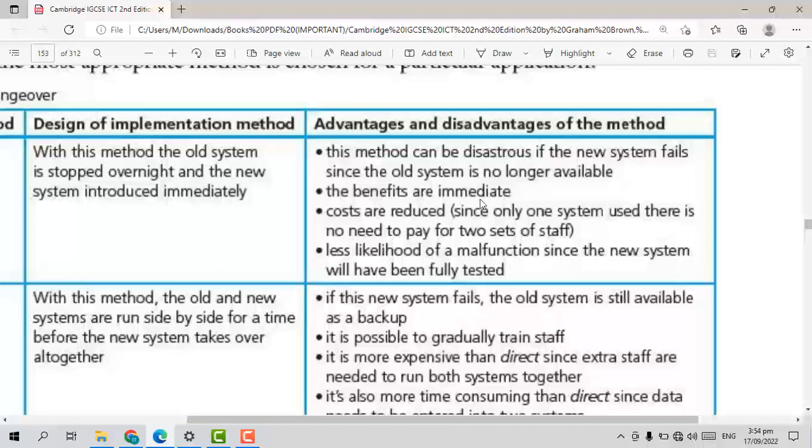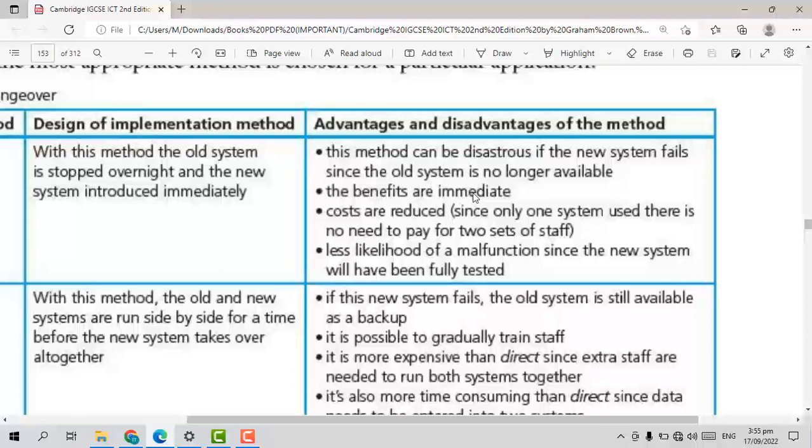The next one is the benefits are immediate, and that is an advantage. The benefits are immediate. They're going to have a new system overnight. It's going to be very fast. It's going to be time saving. It's going to be very quick and neat and nice and organized. Yes, the benefits are immediate.